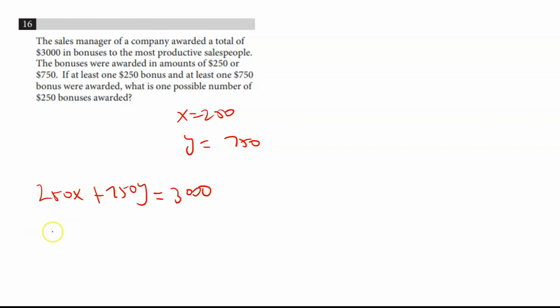So we have that x plus 750 divided by 250, which is 3, y. 3,000 divided by 250 is 12. So we have that x plus 3y equals 12. So immediately it pops out to me here that we're going to have a factor of 3. And we can choose pretty much any one that fits this equation. So I'm going to choose 3.